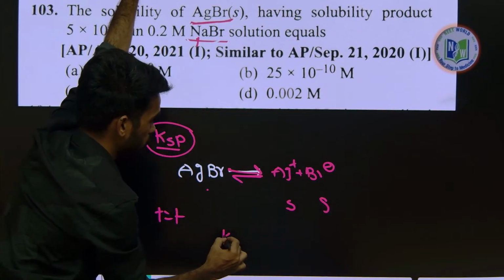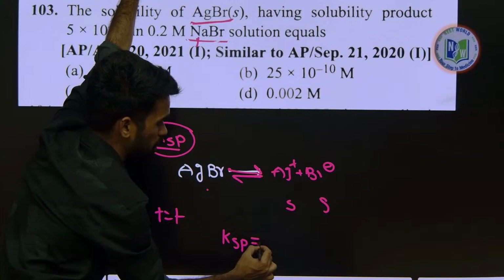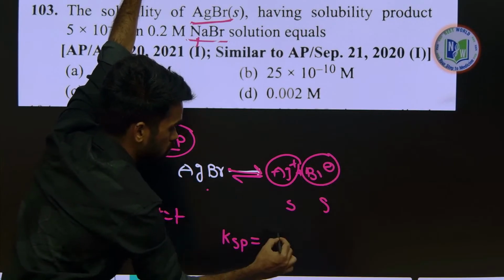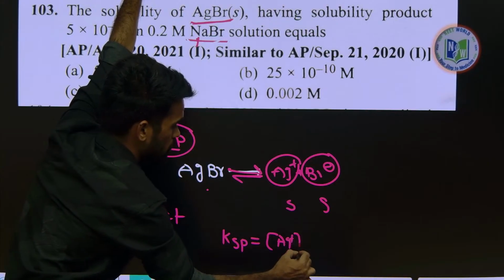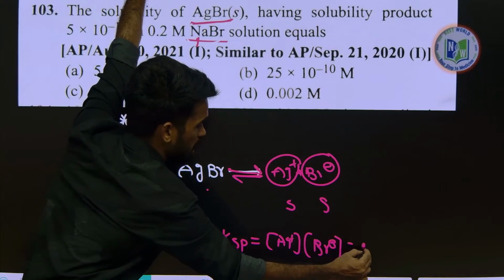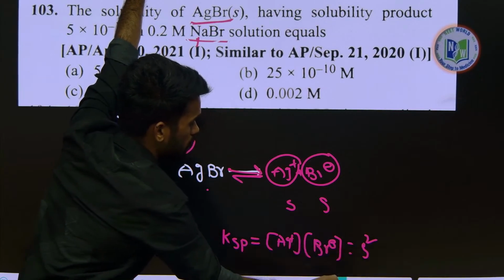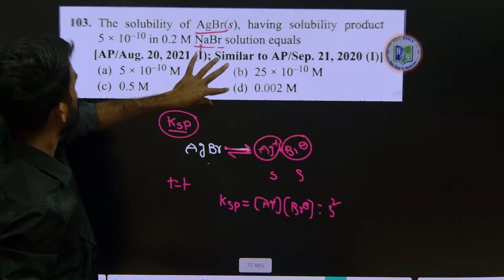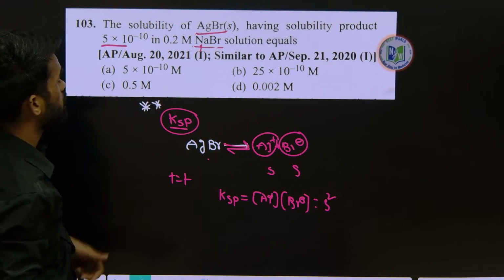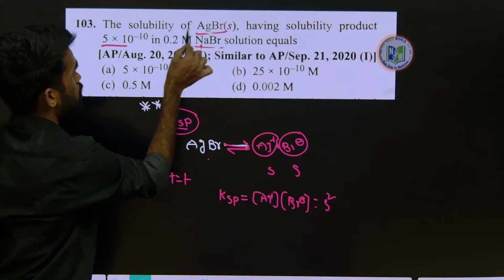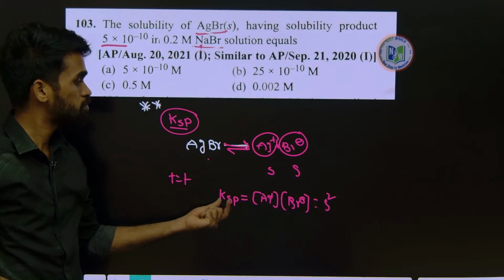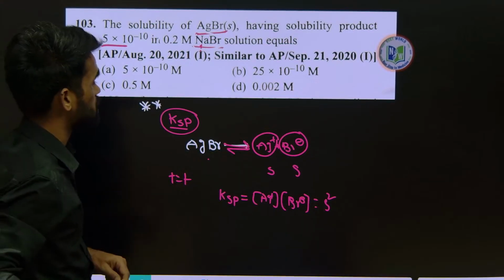So at this saturated point, Ksp will be equal to concentration of Ag plus into concentration of Br minus, that is nothing but S into S, that is S square, you got. Okay, and after this, they mentioned this much solubility product, but this is happening in presence of common ion. If it is in absence of common ion, this is the story, you can write this Ksp and solve, but it is happening in presence of common ion now.